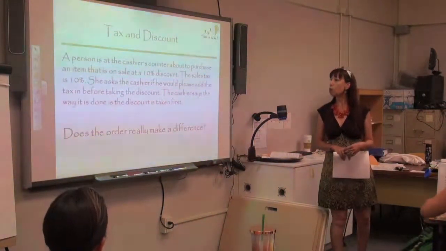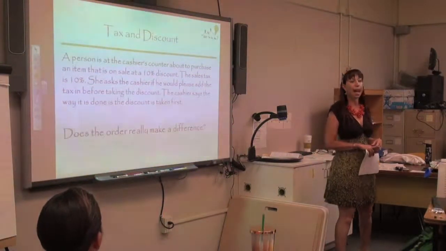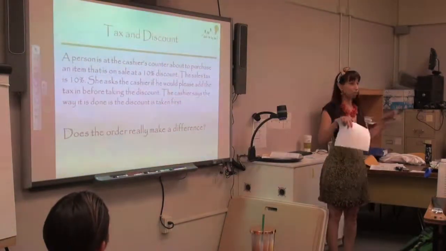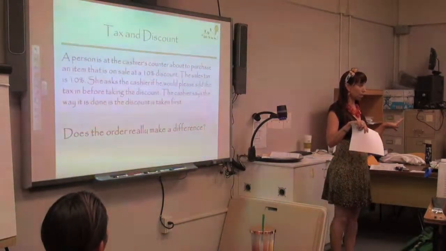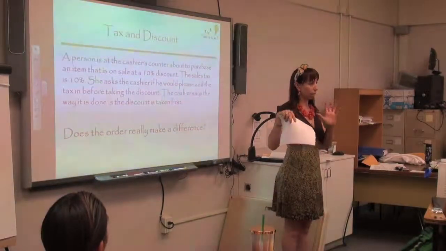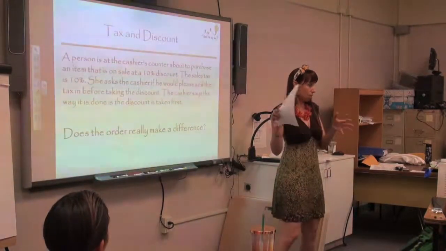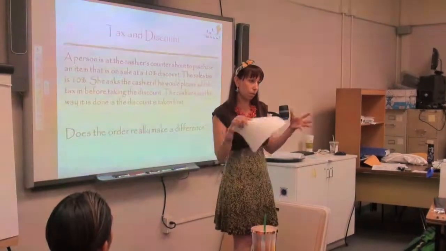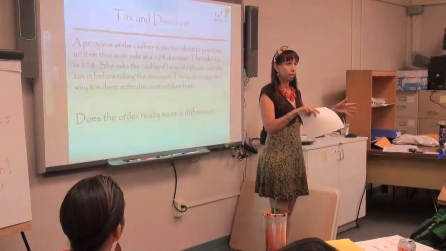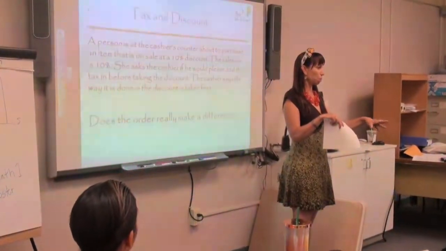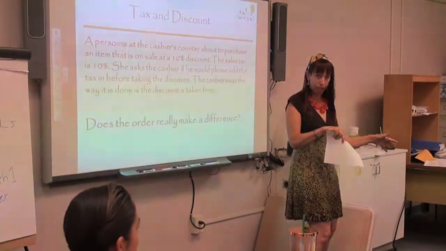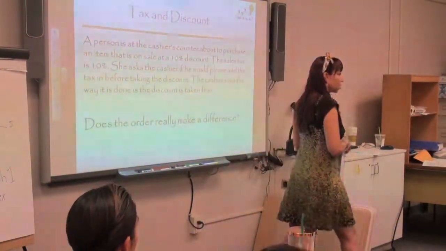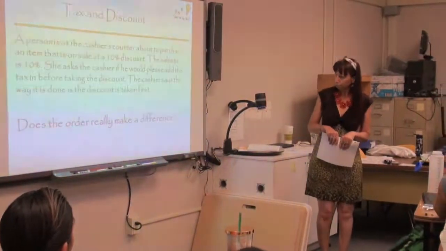So the person is asking the cashier if they could add the tax to the cost and then take away the discount, so that then that person could buy the item. Usually the salesperson would put the cost in, then the discount, and then the tax on that, right? Okay. So that's the situation.